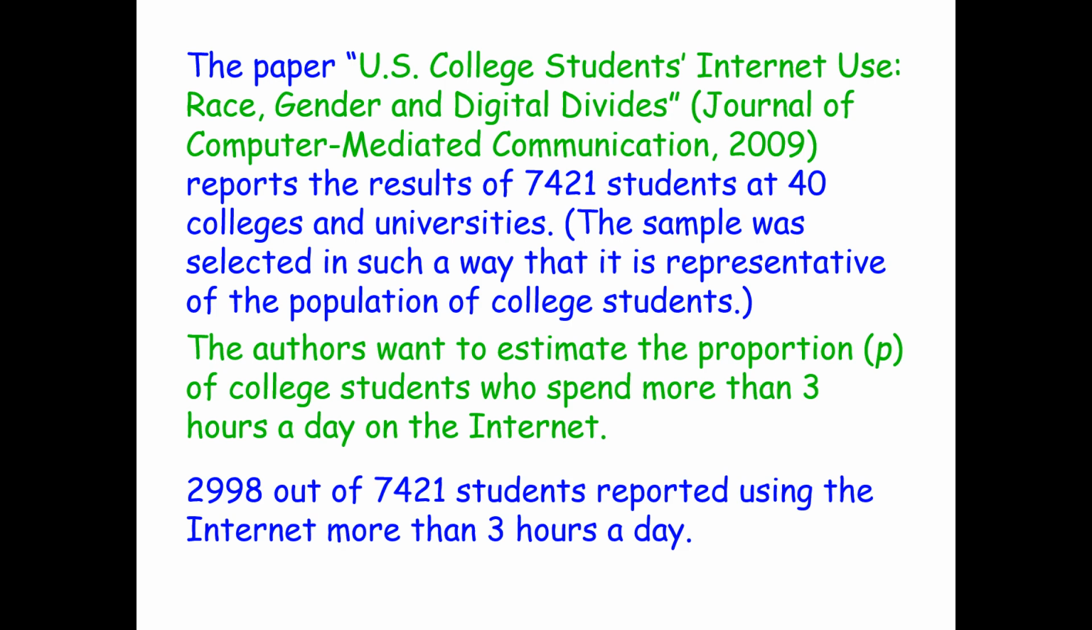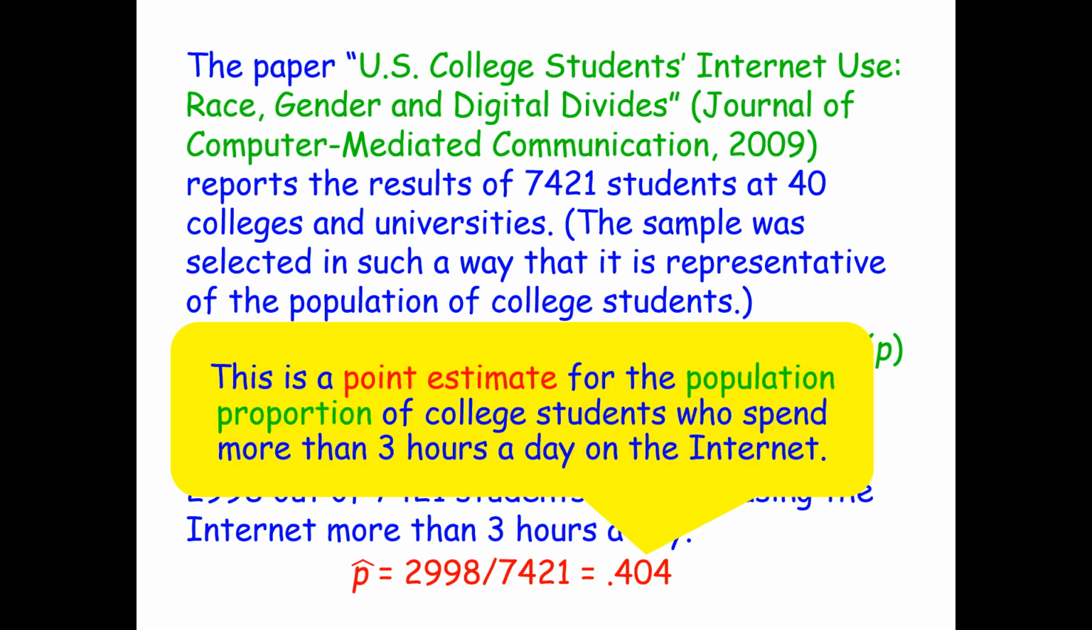2,998 out of the 7,421 students reported using the internet more than 3 hours a day. So that means that our p hat is going to be 0.404. This is a point estimate for the population proportion of college students who spend more than 3 hours a day on the internet.